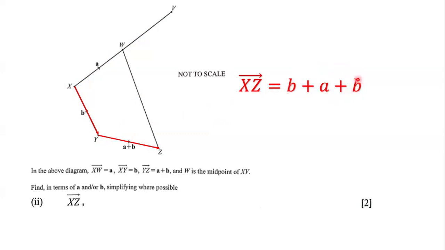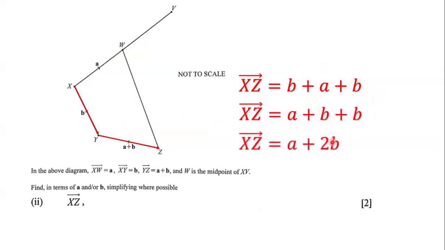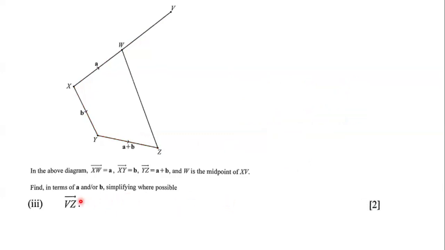Now we have this expression, we have to simplify it, and so we bring all the b's together. So we have a plus b plus b, and b plus b is simply 2b. So we have xz is equal to a plus 2b. So if we're going from x to z, the simplified version of that is going to be a plus 2b. Next, we have to figure out the vector vz.